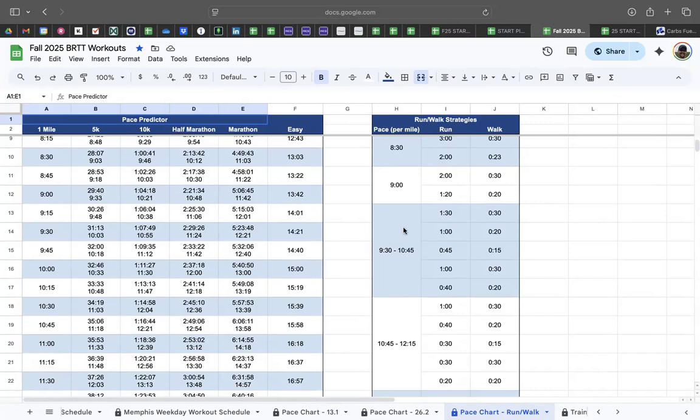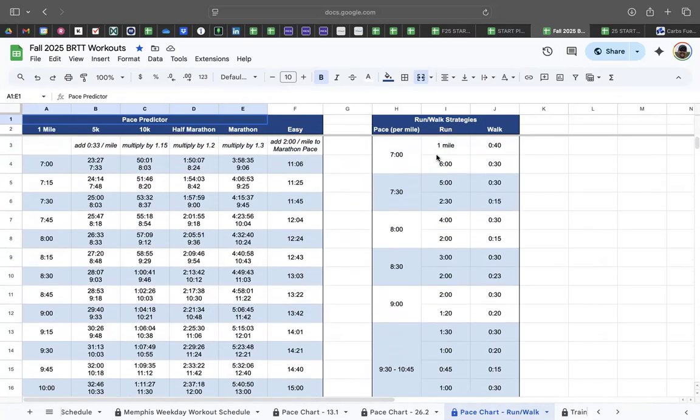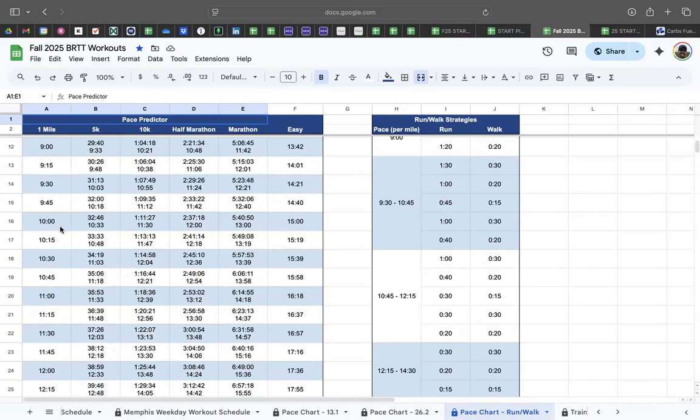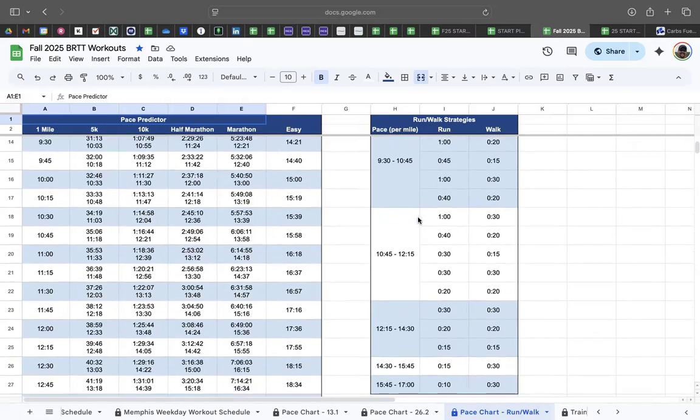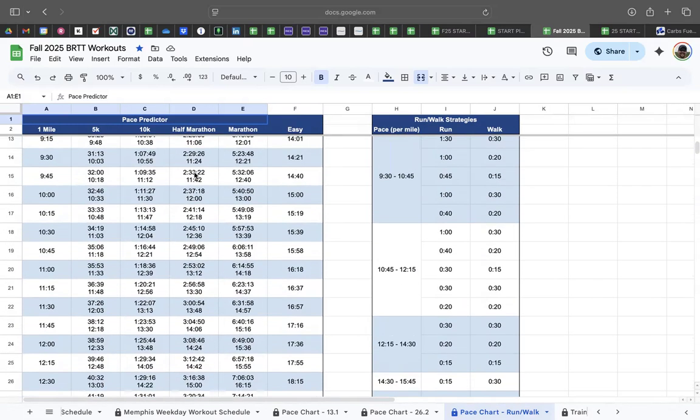What you can also do with this is come over here and look at these run walk strategies, and it gives recommendations for what intervals to use. So maybe you are that 10-minute mile, you're trying to train for a half marathon. So 2:37:18 is your goal time. Galloway's got that at 12-minute per mile pace. So you'd come over here, because this is the pace we're interested in, the actual training pace. So we're trying to train for a race at 12 minutes per mile. So you'd look at 10:45 to 12:15 per mile.